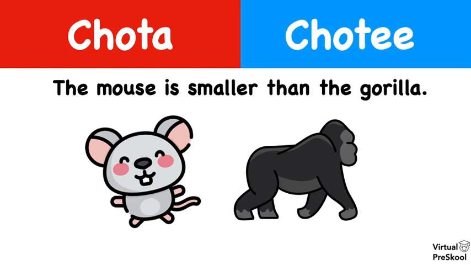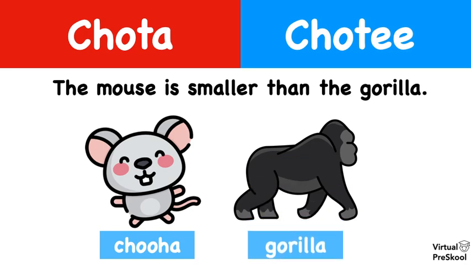Let's do another one. The mouse is smaller than the gorilla. Mouse in Hindi again is chuha. And gorilla was an easy one. It's just gorilla. So is the sentence about the mouse or the gorilla? It's about the mouse. And mouse is chuha. So would it be chota or choti? It would be chota. So how would we say the mouse is smaller than the gorilla?